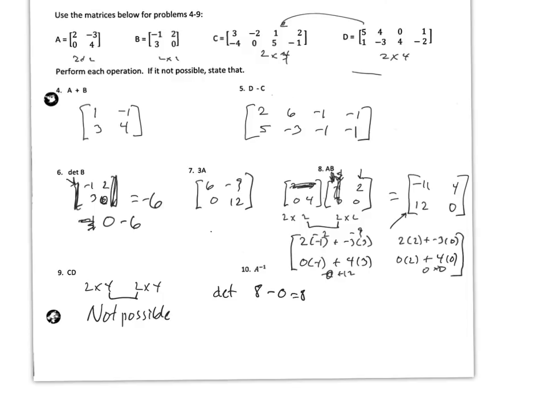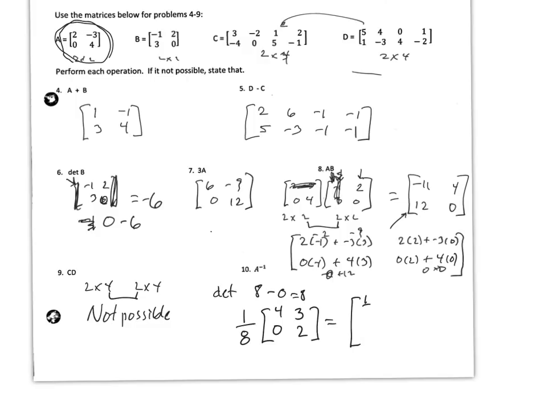So for the inverse, I'm trying to keep track of matrix A up there in the corner. So now we're going to have 1 over the determinant. I'm up here in the upper left-hand corner. On this first diagonal, the 2 and the 4 get switched. On the other diagonal, you do the opposites. There's no opposite for 0. Then your final step would be to distribute the 1/8 and reduce all fractions, please.